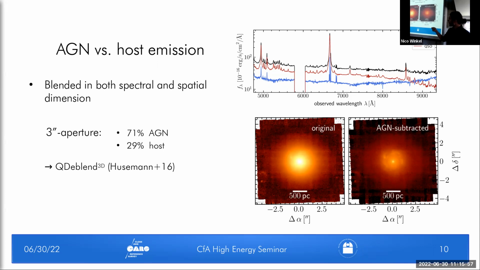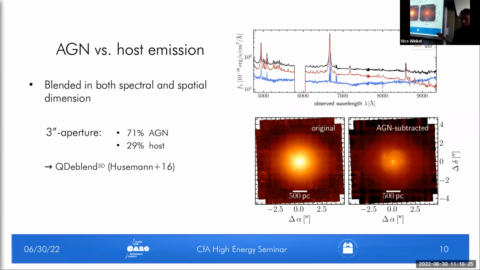And this is particularly important because the signal from the host galaxy is relatively faint if we zoom in so much. If you take, for instance, the 3 arcsecond aperture of the SDSS fibers and you observe the galaxy through the aperture, you have 70% of the emission coming from the point-like AGN and 30% from the host. And of course, this ratio increases if you approach the center. This problem becomes even more dominant there.